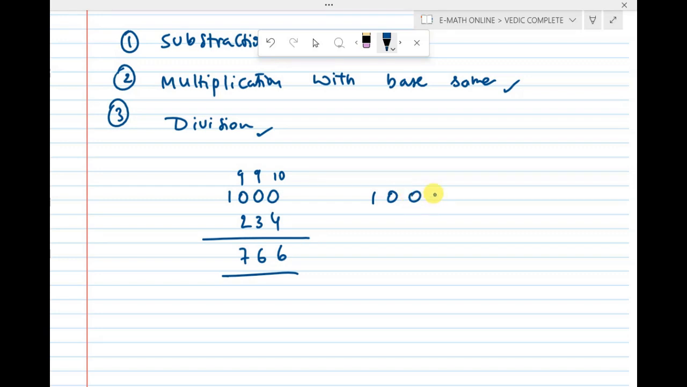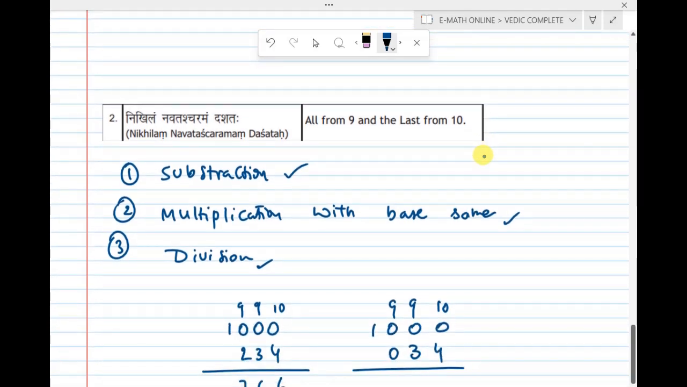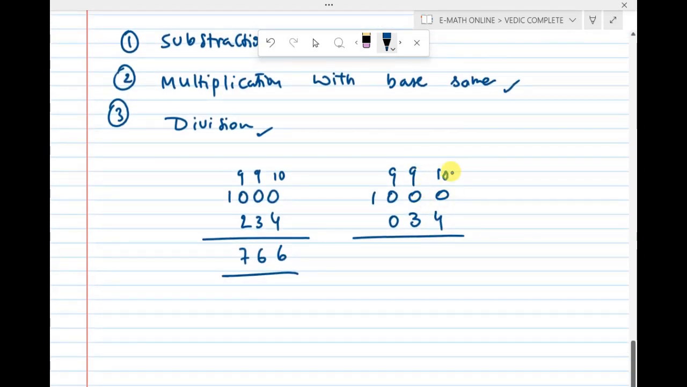Suppose, for example, 1000 and only 34 was given to you. What do you do now? We will add 0 in this place and apply the same rule: all from 9, last from 10. Nikhilam Navatashcaramam Dashatah. 10 minus 4 is how much? 6. And 9 minus 3 is 6 again. And here 9 minus 0 is 9. So this will be the answer.